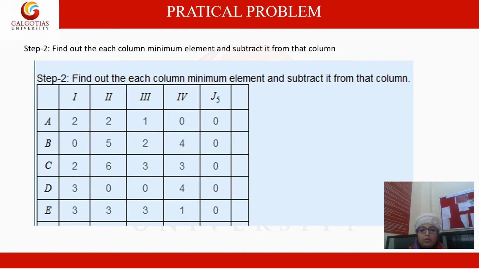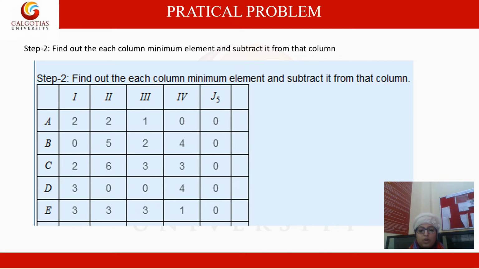In the third column, we have the minimum element, which is 18. So 19 minus 18 is 1, 19 minus 18 is 1, 20 minus 18 is 2, 21 minus 18 is 3, 18 minus 18 is 0, and 21 minus 18 is 3.